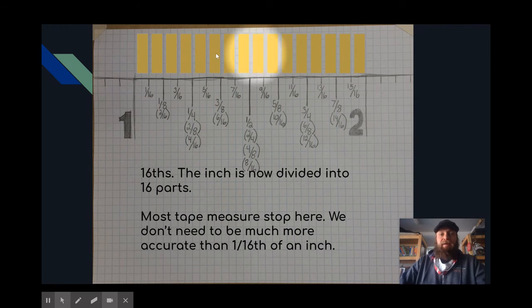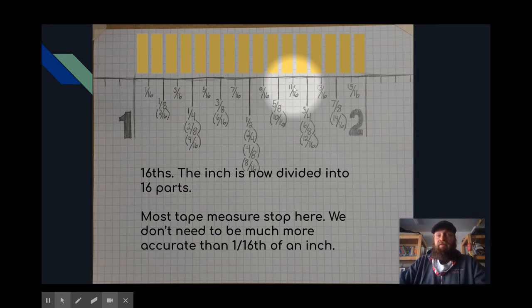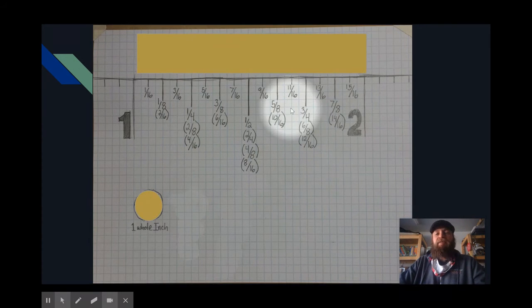Most measuring tape that you have on the job site is going to stop at 1/16th of an inch. We don't really need to be more accurate than that. But sometimes if we double 16, if we cut each of those 16ths in half, what do we have? It'd be 32nds. There'd be 32 little parts.